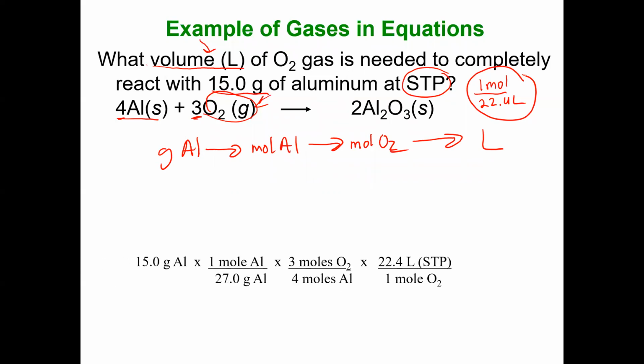So here's the calculation. 15 grams of aluminum. I use its molar mass to convert grams to moles of aluminum. Moles of aluminum to moles of O2. I use my 4 to 3 mole ratio from my balanced chemical equation, and now my units for moles of aluminum cancel. And then my 3 moles of O2, I can easily convert to liters using my molar volume at STP. 1 mole of any gas occupies 22.4 liters. And I get 9.33 liters of O2 at STP.